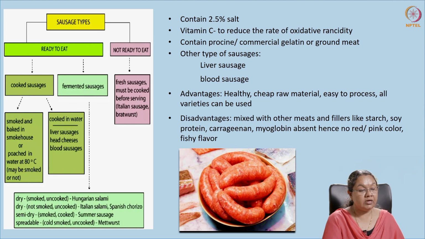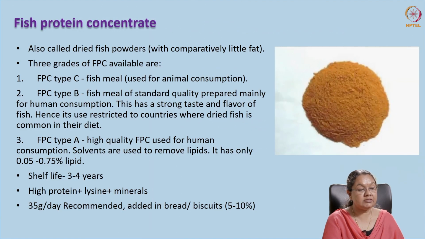Then the next byproduct is fish protein concentrate, which is also called fish powder, and it contains a very little amount of fat. Fish protein concentrate is of three types. Type A is of high quality and meant for human consumption, and usually solvents are used to remove the lipids, and it has only 0.05 to 0.75% lipid.